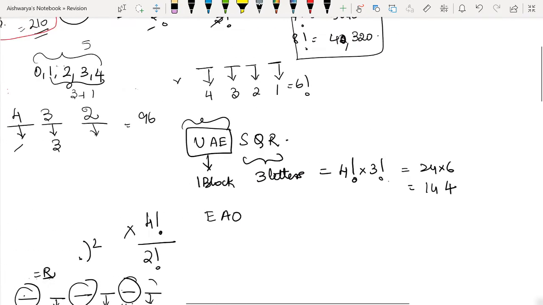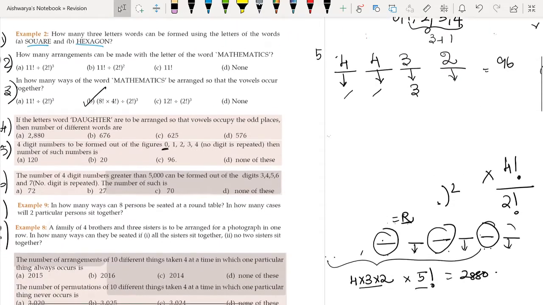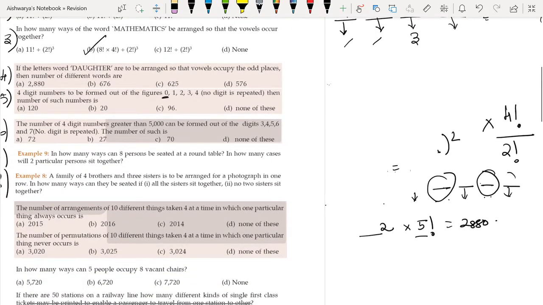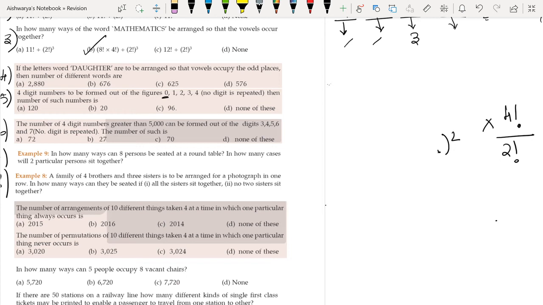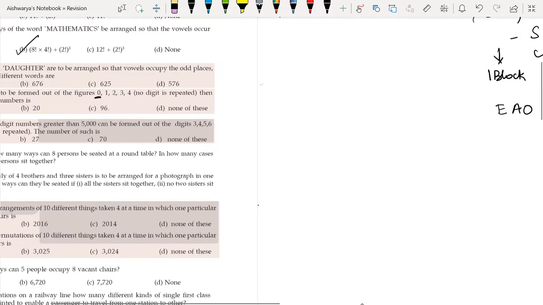The number of 4-digit numbers greater than 5000 can be formed out of the digits 3, 4, 5, 6 and 7. No digit is repeated. The number of such numbers is.